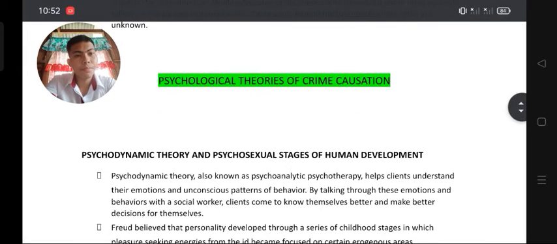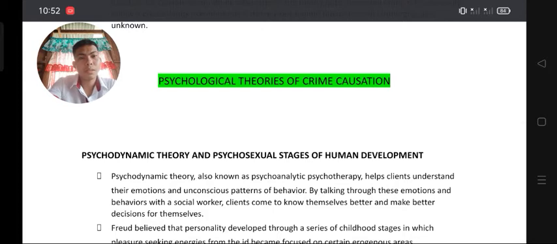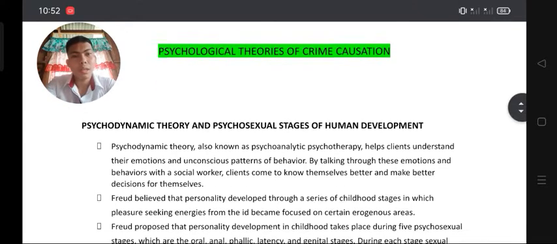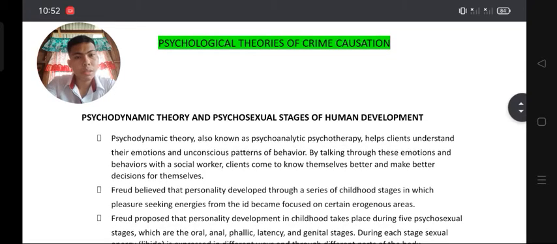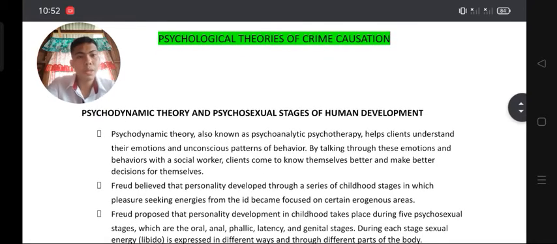The second topic is the psychological theories of crime causation. Under it is the psychodynamic theory and the psychosexual stages of human development.